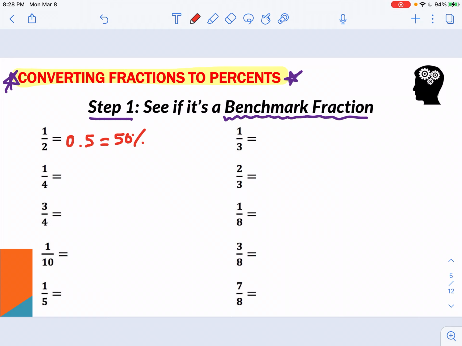Alright, I want you to pause the video and see how many of these you can write as a decimal and as a percent. When you're ready, unpause the video. Alright, at this point, hopefully you filled out this benchmark fraction sheet. Let's go through and see if you got them correct.